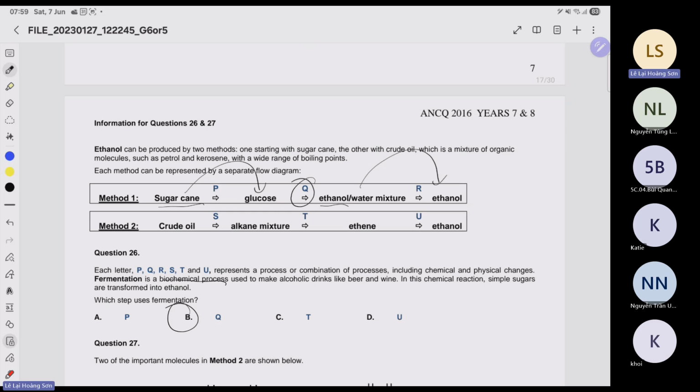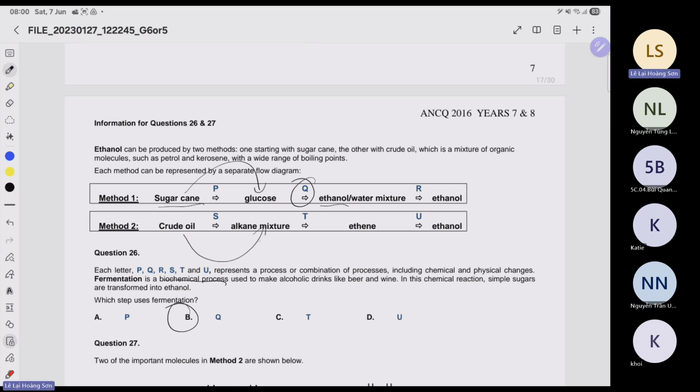So still ethanol, but just in a different physical state. You can use evaporation or fractional distillation to separate two components. So this is a physical process to separate things, but we do not change the composition.